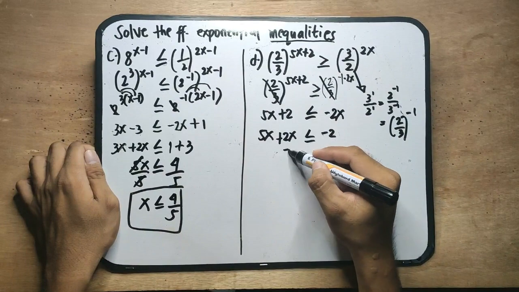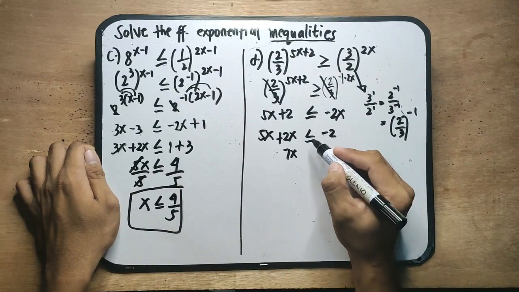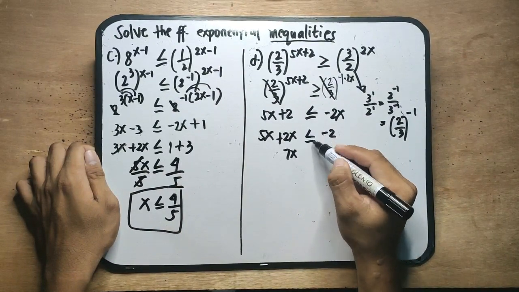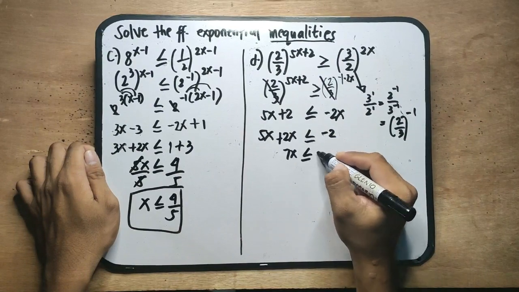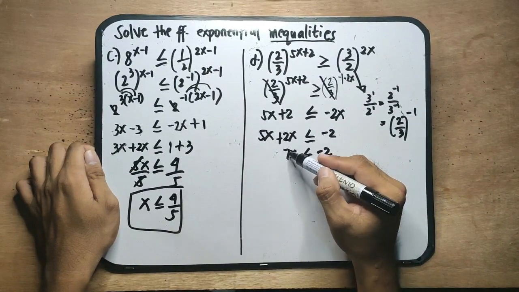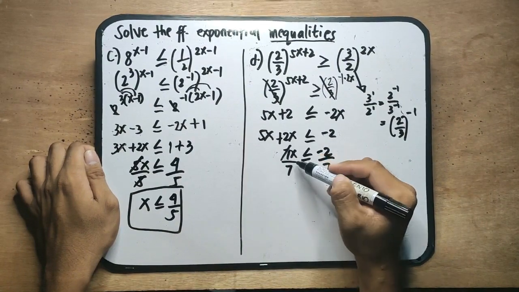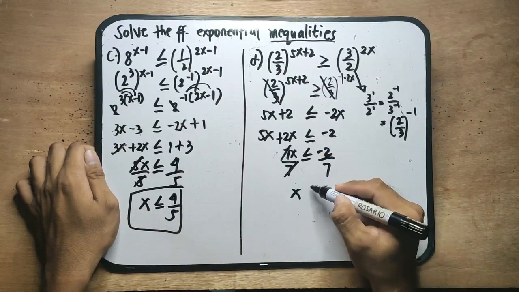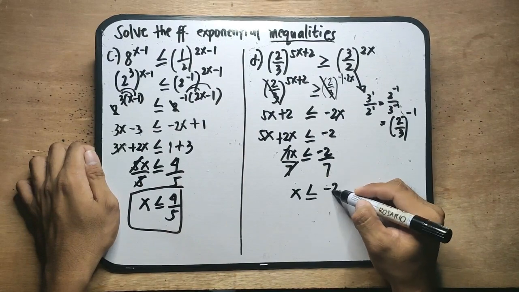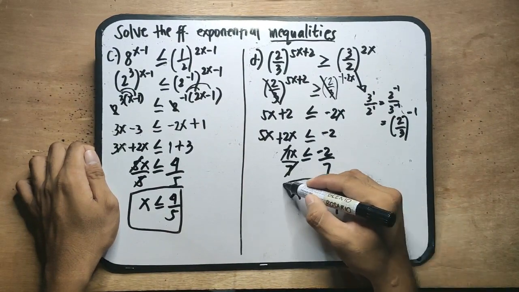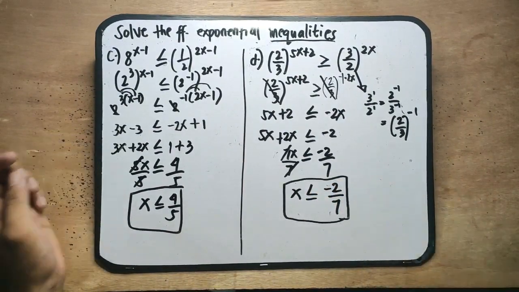So 5 plus 2 is 7. We affix the variable x. We copy the inequality symbol, less than or equal to negative 2. So for us to get rid of 7, we divide both sides by 7. So our answer will be x is less than or equal to negative 2 all over 7. Understood?